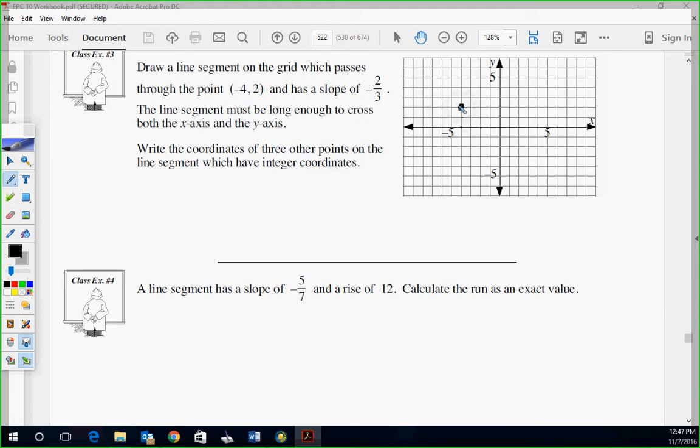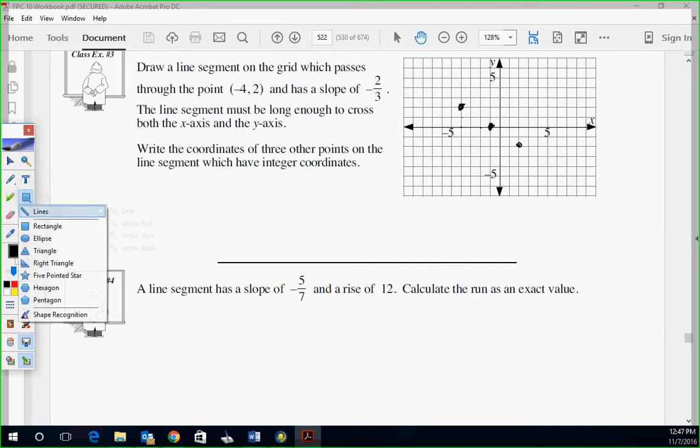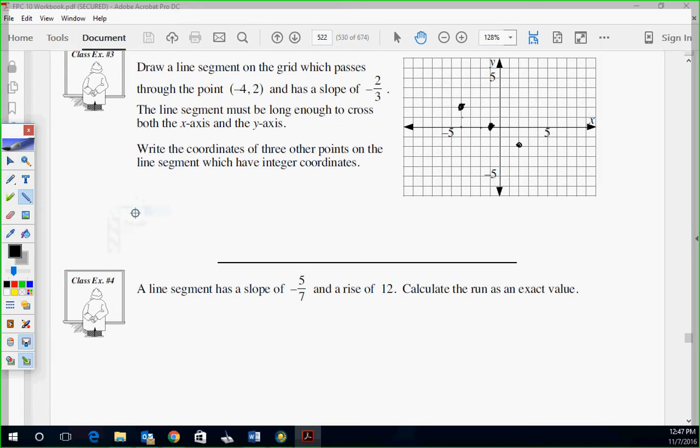The slope is -2/3. Down 2, right 3. If you want more than one point to help you have a straight line, do it again. You can see they line up. Draw your line. So there's our line. Everybody comfortable with that?